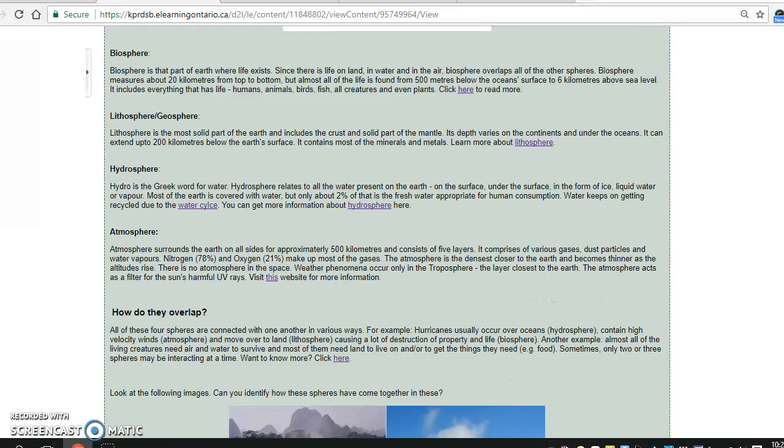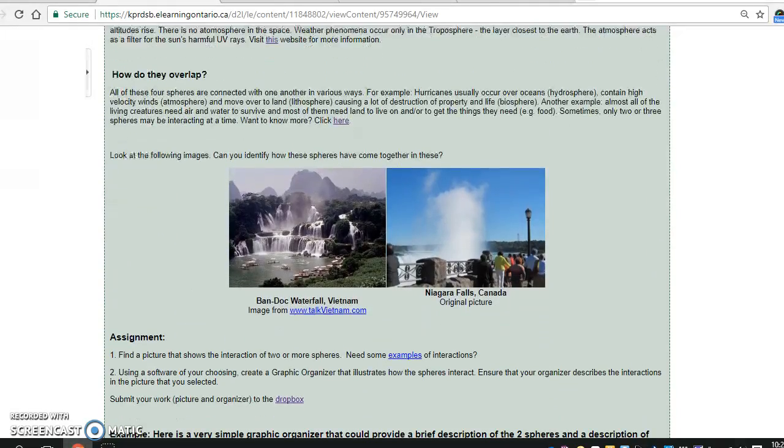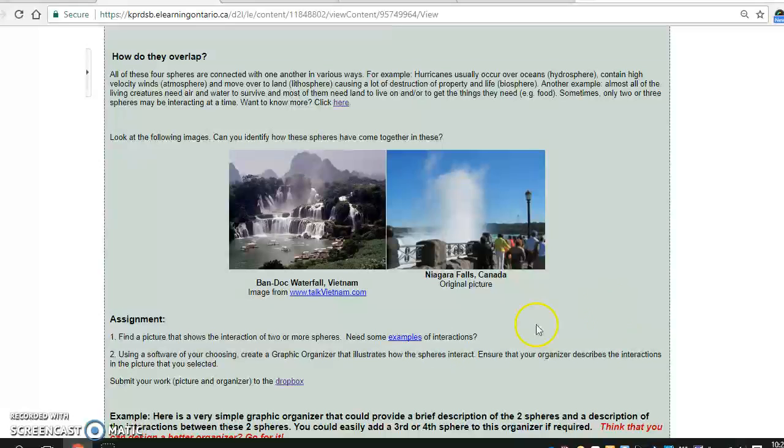How do they overlap? How do they interact? So how do these four spheres interact? And you're going to provide an example of that. That's part of your assignment. So post a picture that shows the interaction of two or more spheres. Now, you're not just going to post a picture, but you're going to have to describe a little bit about the interaction that's taking place there.